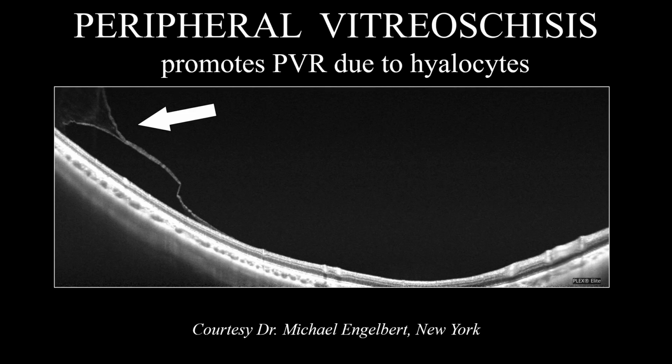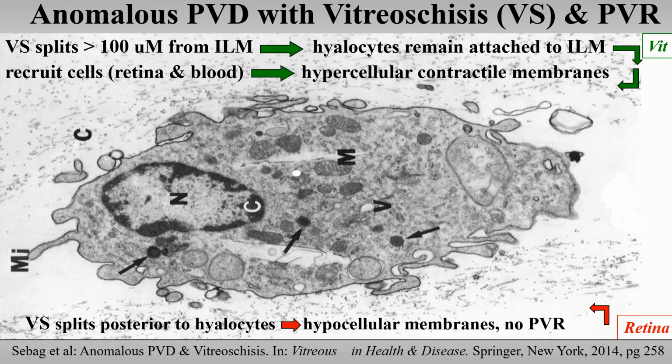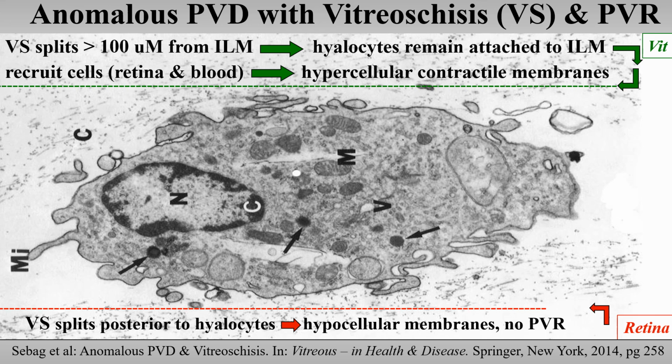Peripheral vitreoschisis can promote PVR by the action of hyalocytes. And the mechanism is as follows. Vitreoschisis that splits more than 100 microns anterior from the ILM will leave hyalocytes attached to the ILM. These will then recruit cells from the retina, primarily glial cells, and from the blood, primarily monocytes, resulting in a hypercellular membrane that is highly contractile and contributes to the pathophysiology of PVR. Vitreoschisis posterior to the hyalocytes results in a hypocellular membrane and no PVR.